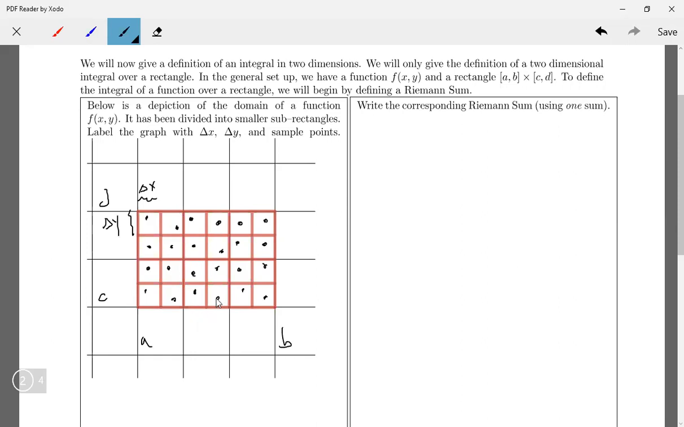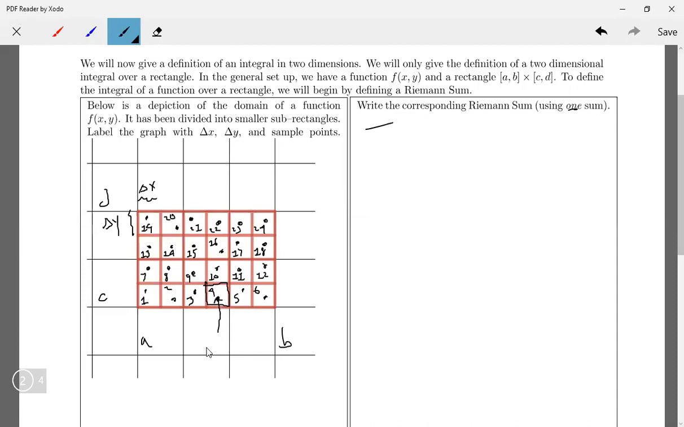So the Riemann sum is going to be, at each one of these subrectangles, we're going to multiply the area of the base times f evaluated at the sample point. So to do this, we're going to label each one of these rectangles. For example, this could be rectangle 1, this could be rectangle 2, this could be rectangle 3, and so on. So in this particular example, we have 24 rectangles.